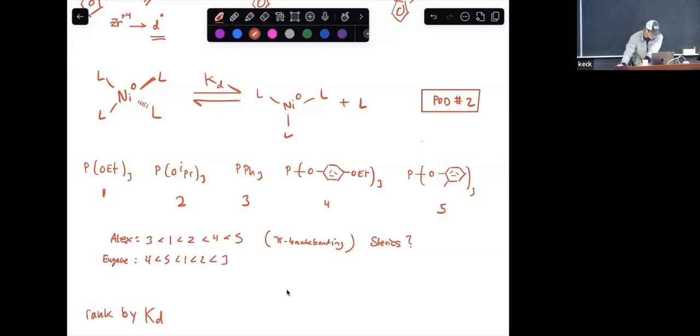Okay, and how are you thinking about it? I was thinking about it in terms of the PO antibonding orbital stability. So I assume that the phenoxy anions from 4 and 5 would be more stable than the oxyanions of 1 and 2, and then 3 I assume would be a carbon anion, which would probably be the least stable. Meaning that the antibonding orbitals of 4 and 5 are probably more accessible than 1 and 2, which is more accessible than 3.